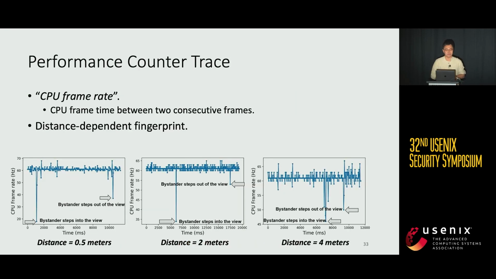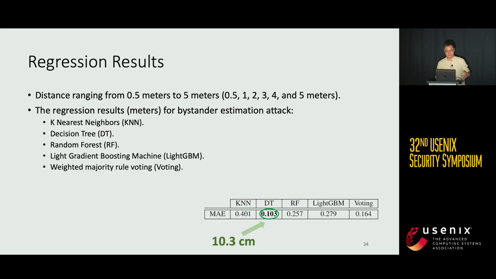So this is the performance counter trace. Here we're using the CPU frame rate, and you can see there's distance-dependent fingerprinting for different distances. We can also identify when the bystander steps into the view and when the bystander steps out of the view. In this attack, we use a regressor rather than a classifier to do the bystander distance estimation, and we can see there's only about 10 centimeters of error for our attack.